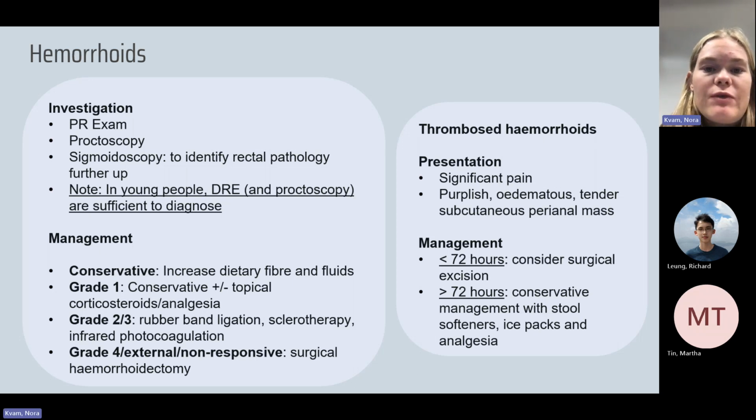Thrombosed hemorrhoids was what I mentioned before. If there's blood pooling in the hemorrhoids, it can cause a lot of pain, and the hemorrhoids will present as a purplish mass because the blood is pooling there. If they present within 72 hours, then you can consider excision, but after the 72 hours, you want to manage conservatively.